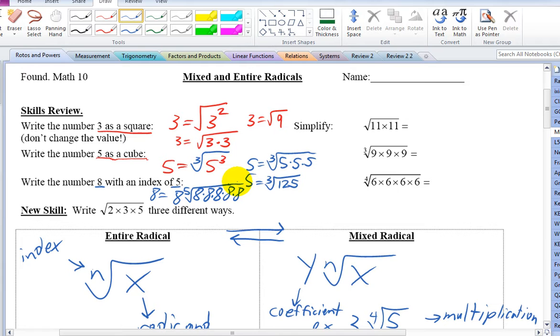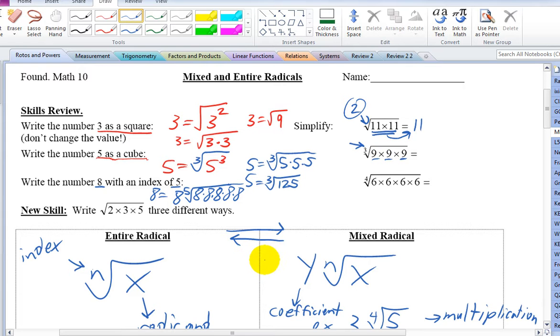Okay. Now we can go the other direction as well. If we have square root of 11 times 11, that equals 11. We have an index of 2, and we have a pair. We can take out a single number. Now our index is a 3, and we have a triple. Okay, a group of 3.